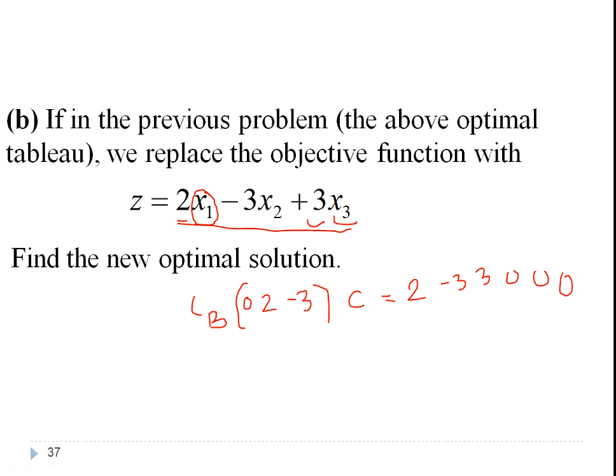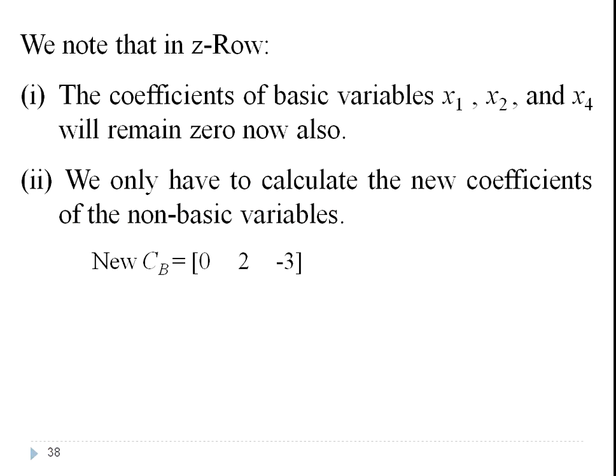So this is what the change is, and you don't need to actually obtain all the values, CB, B inverse A minus C. Actually we need to investigate these values, but we can only focus on the non-basic variables, because for the basic variables S1, X1, X2, they are anyway 0, so we don't need to look at them. Due to these changes, this I have already explained.